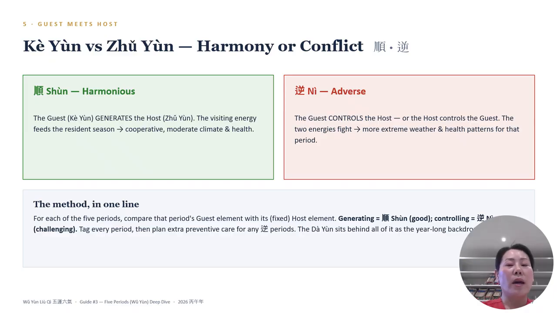The method in one line is in the panel. For each of the 5 periods, compare the period's guest element with its fixed host element. If it's generating, that's Shun, harmonious. If it's controlling, that's Ni, challenging. Tag all 5 periods and plan extra preventative care for any adverse ones. And through all of it, the Darwin sits behind as the year-long backdrop you never forget. As we'll see in a moment, 2026 is unusually kind here. Every period turns out harmonious.